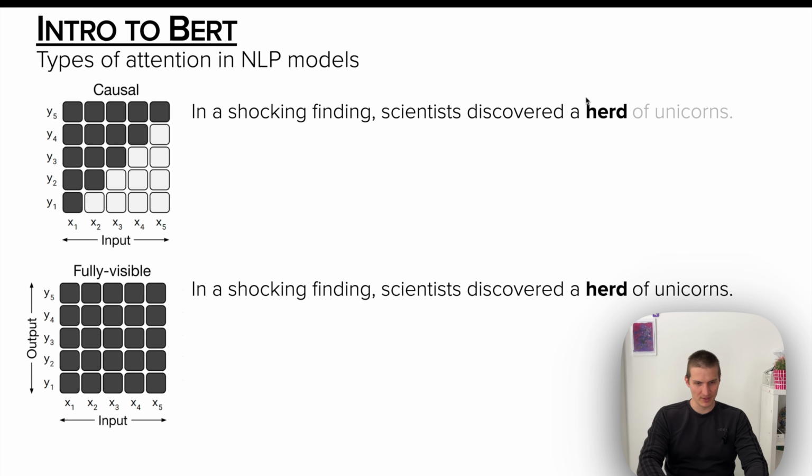So if you're not that good at English, you might stop here and think, hey, what does this word even mean? And so in BERT, we have full attention that is allowed to look to the left as well as to the right. And so now you look at this word, you see that "of unicorns" comes later, and you immediately assume that it is some sort of group or crowd. So that's what herd is.